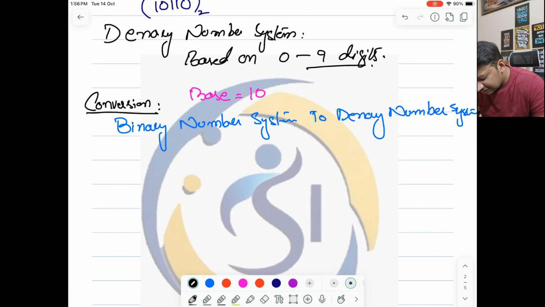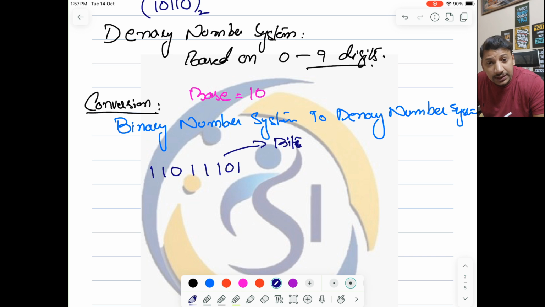So for example, let's take a number. For example, we have the number 11011. Now every single digit is called a bit in the computer system. So this is the bit. So how many bits are there? 1 2 3 4 5. And let's suppose I take a number of 8 bits. So let's take a number of 8 bits. Now let's convert it into the denary number system.